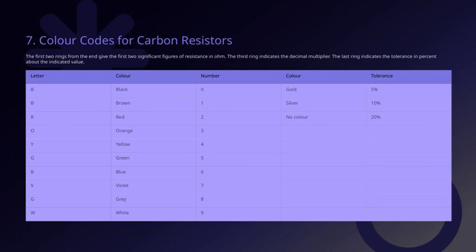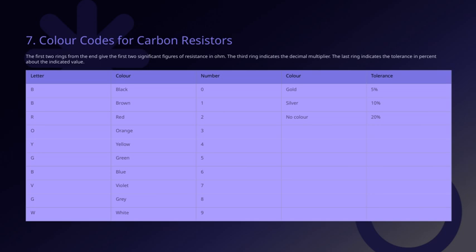Finally, the last ring is all about tolerance. It shows us how accurate the resistor's actual resistance is compared to the value we've read. The tolerance is expressed as a percentage, indicating the possible variation from the indicated value. Now, the table provides a quick reference to the color codes: black for 0, brown for 1, red for 2, and so on, all the way to white for 9. For tolerance, gold means 5%, silver is 10%, and no color indicates 20% tolerance.